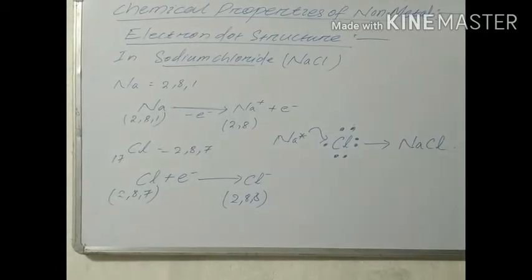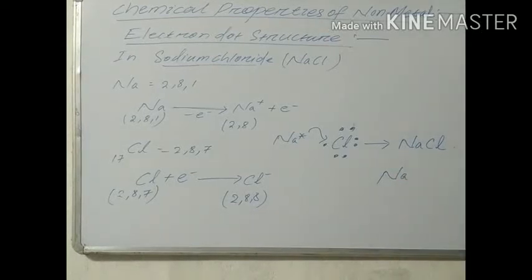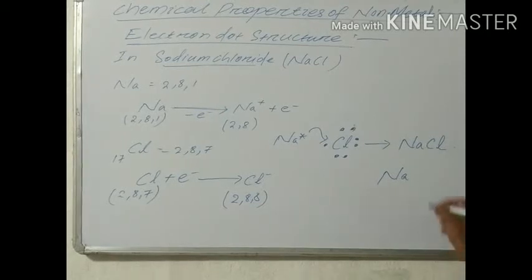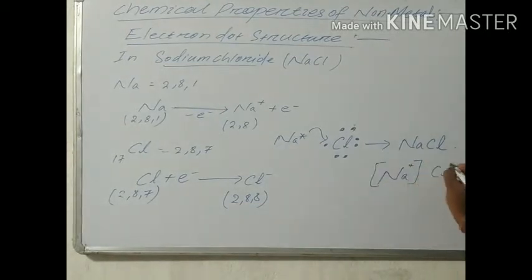This is the electron dot structure of sodium chloride. Or like this also you can write: sodium has 1 electron in its outermost shell, it is Na plus, and chlorine has 7, or Cl minus.